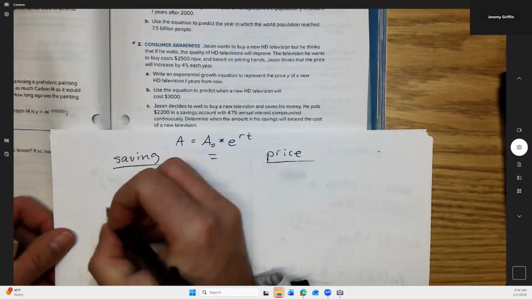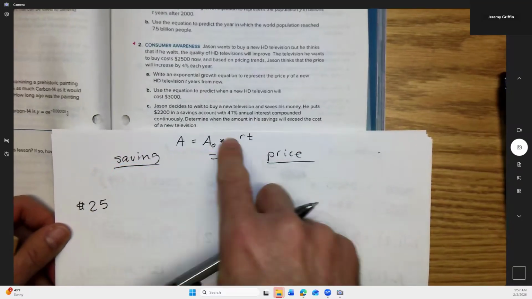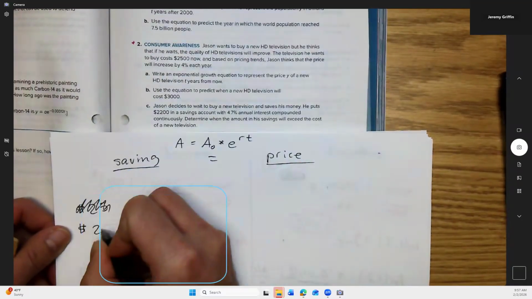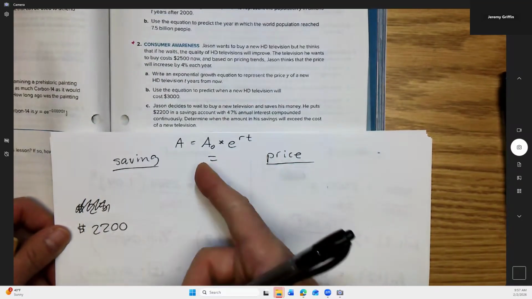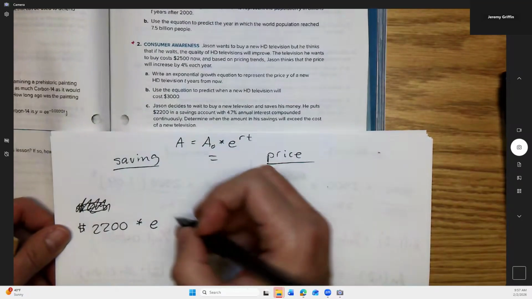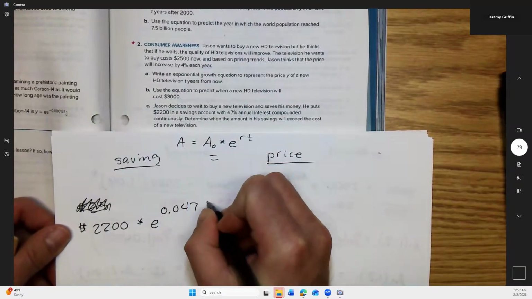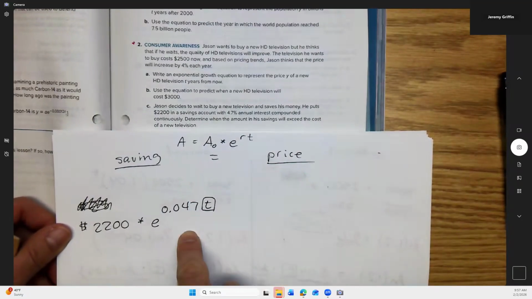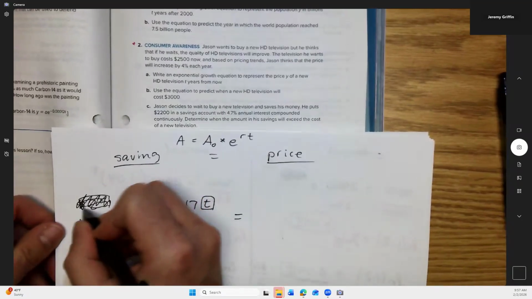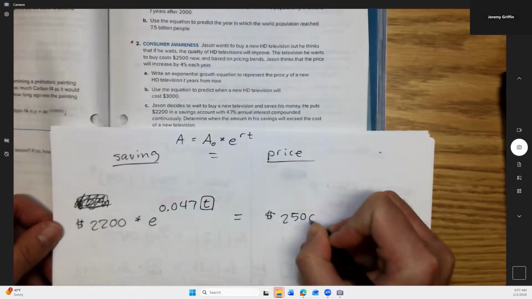So savings starts off with 2,500. Sorry, no, back up. Sorry, $2,200. Start over. He starts with $2,200. Not enough to buy the television yet, but it's earning interest at, say, 4.7%. So as a decimal, it's 0.047 for some amount of time, accumulating interest. At some point, that's going to match the price of the television. Then you can walk into the store and buy the television. The television starts off right now at $2,500.